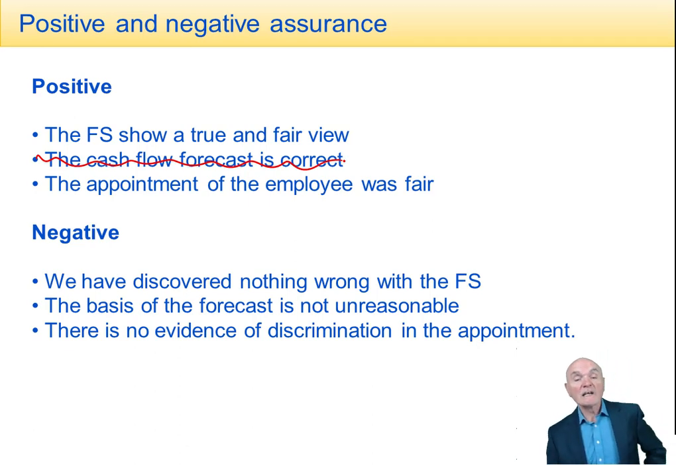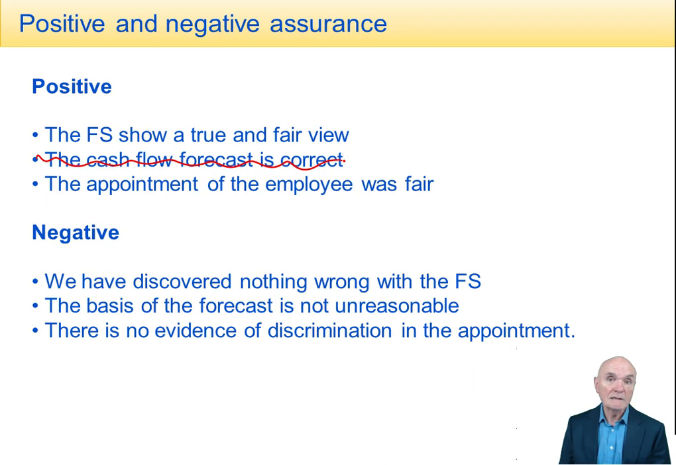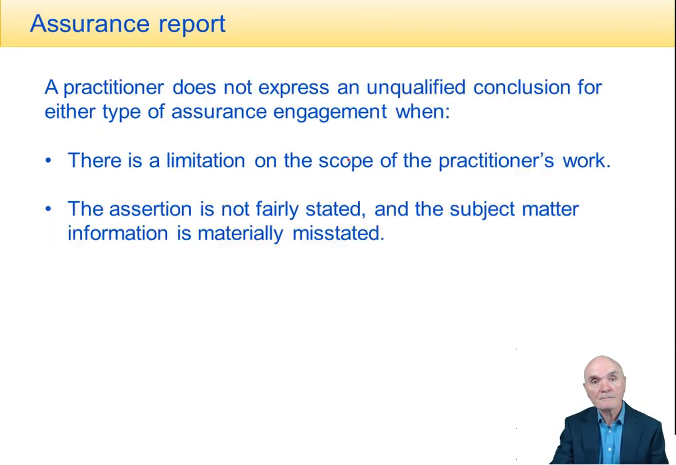The basis of the forecast was not unreasonable. Yes, we could say that. We've looked at the trends, we've looked at what the economy is forecast to do, and the forecast looks like it could happen. So it's reasonable. And if we weren't as happy about all the evidence about how someone was employed, we might conclude that there's no evidence that there's been some form of discrimination in their appointment.